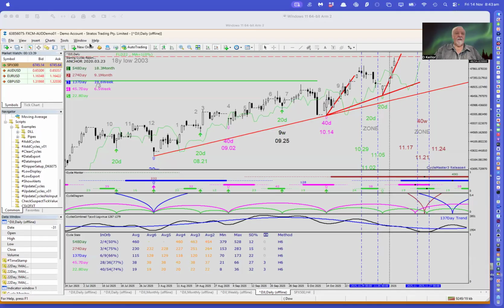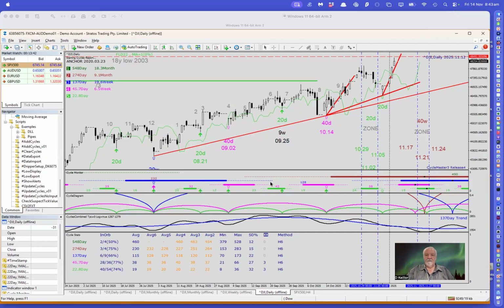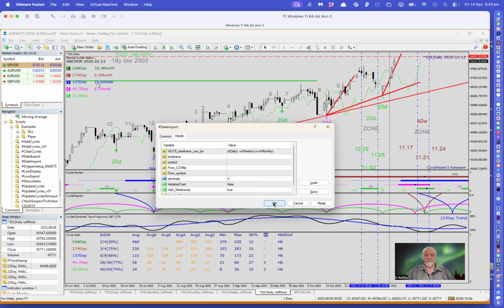Let's have a look at the Dow, the S&P and the Nasdaq. Bit of a drop on the markets. So a chance to reflect on what's happened. This is the Dow daily. Bring in some data.